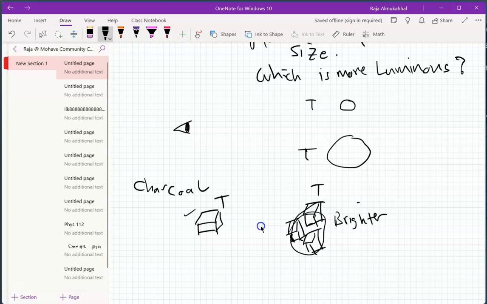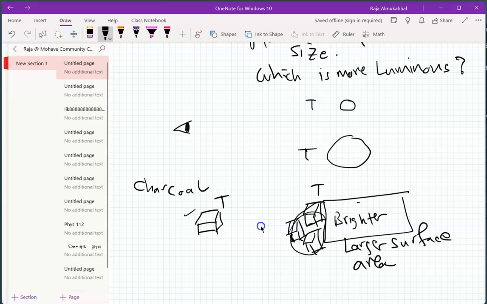Now, when we say the term brighter, why is it brighter? The reason it's brighter is because it has a larger surface area. Okay. Larger surface area means larger radius.